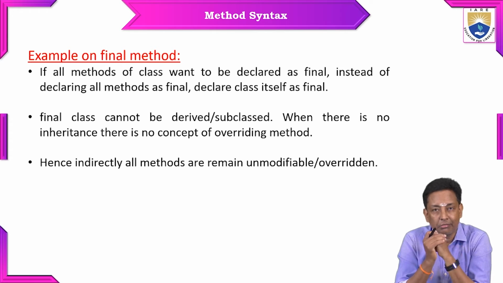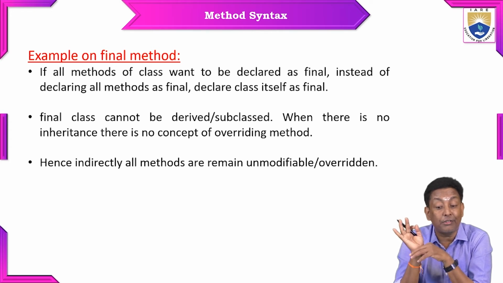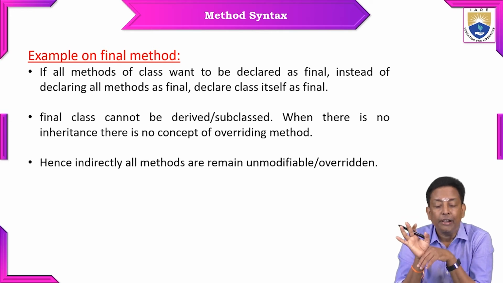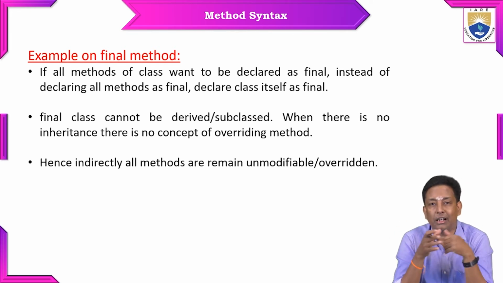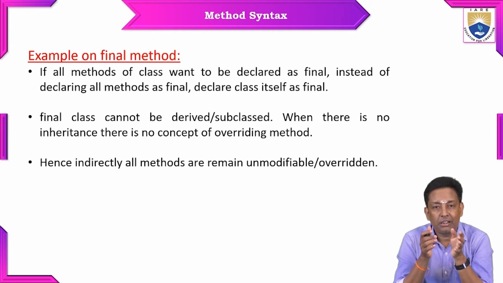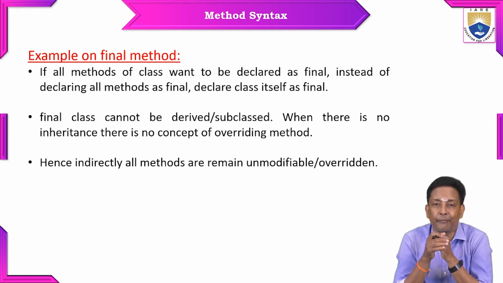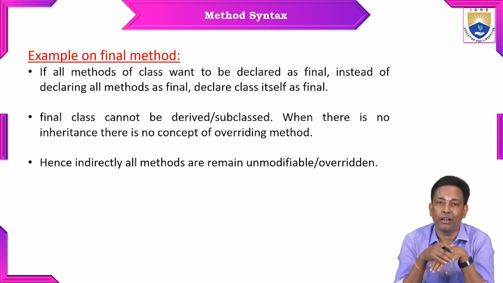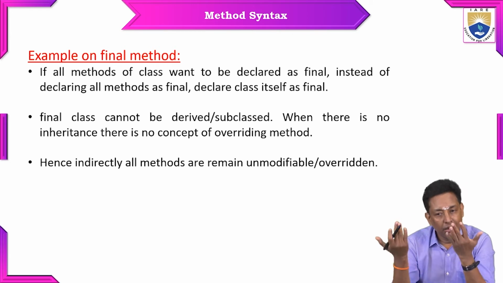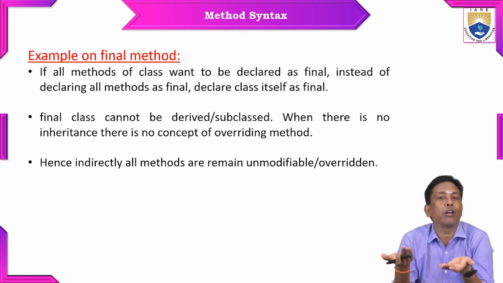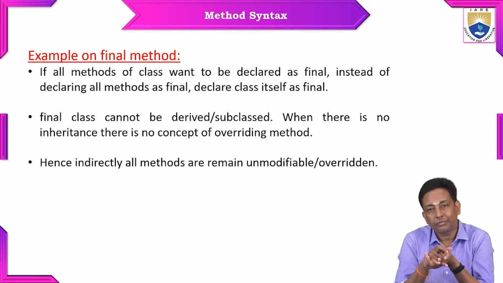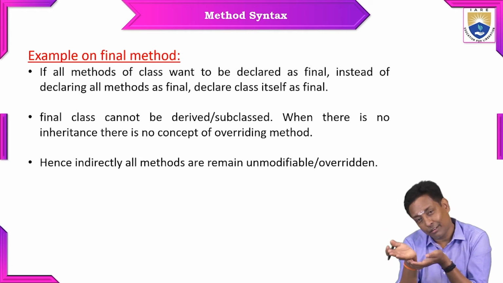Some more other classes exist as final. If all methods of a class are to be declared as final, instead of declaring all methods as final, declare the class itself as final. That is what the String class does. In String, they wanted to declare all the methods as final, so instead they thought, why can't we declare the class itself as final? Once a class is declared as final, we cannot derive from it. When there is no subclass, there is no question of overriding the method. That is how, instead of final methods, a final class was employed.